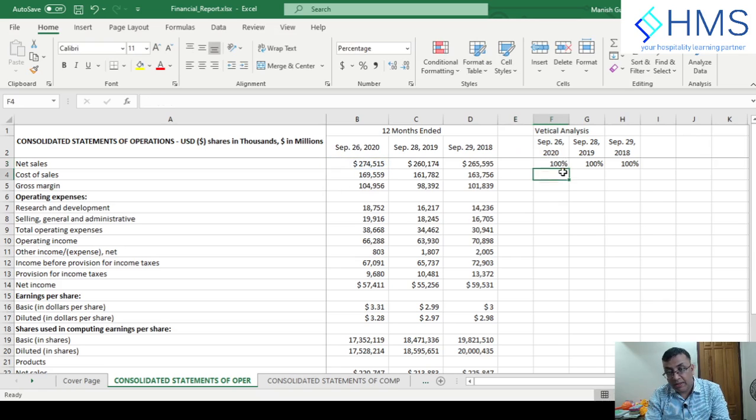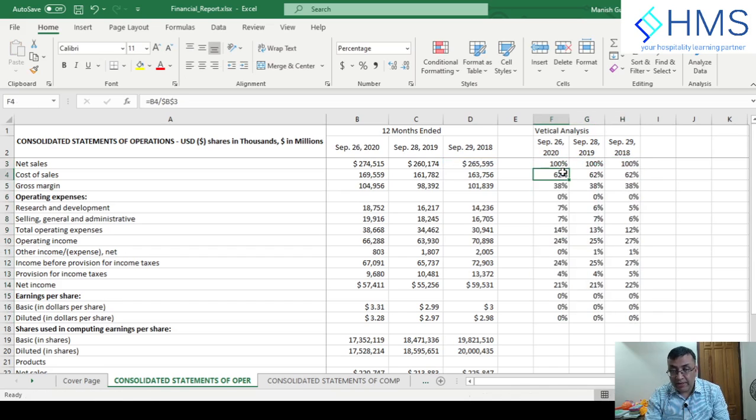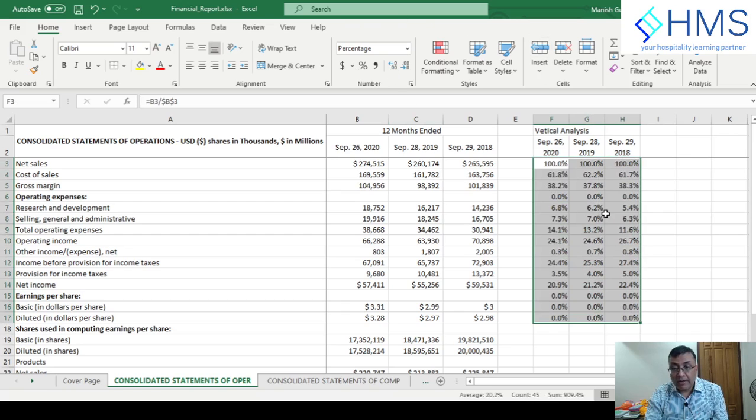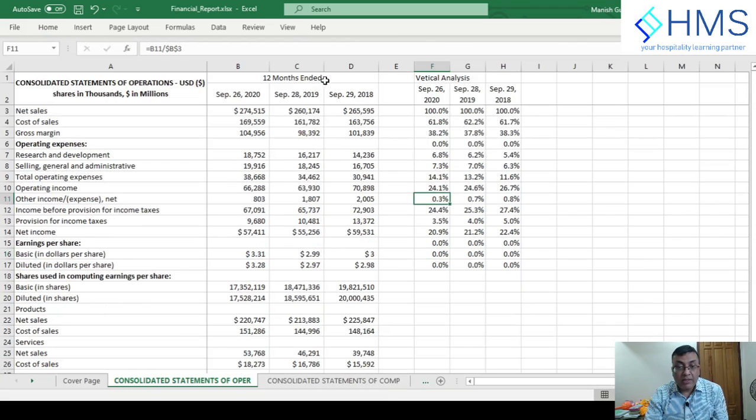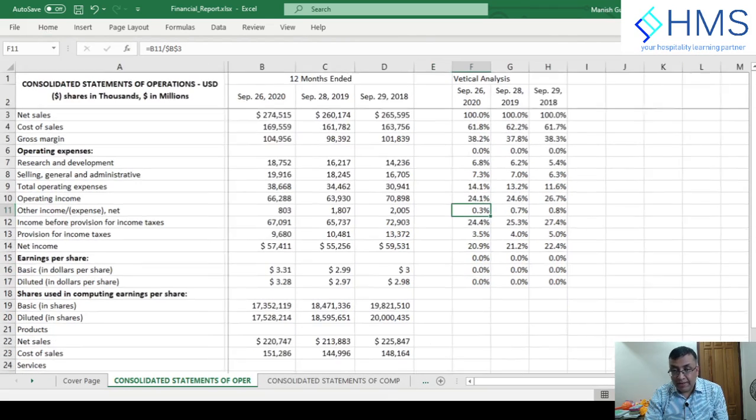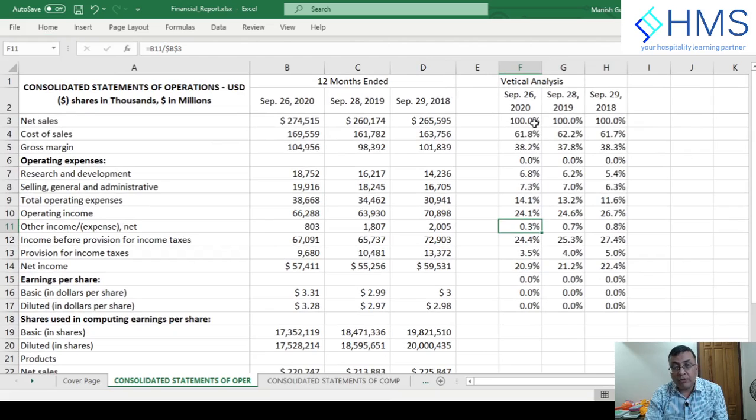We're going to freeze the references, B3, T3 and D3, so that when we copy the formula, it doesn't move anywhere. Then you calculate it until the end. This vertical analysis is basically telling us the ratio of cost of sales, gross margin and everything else in relation to the total sales.